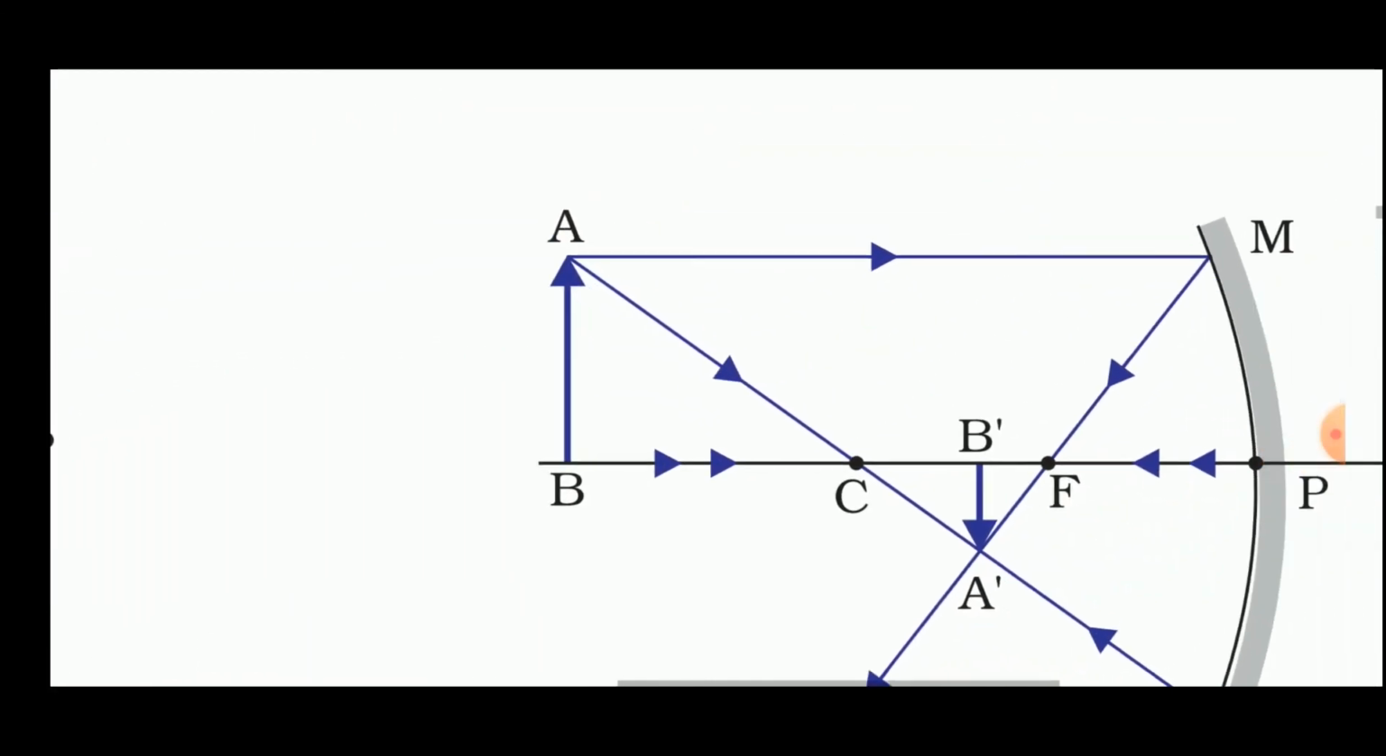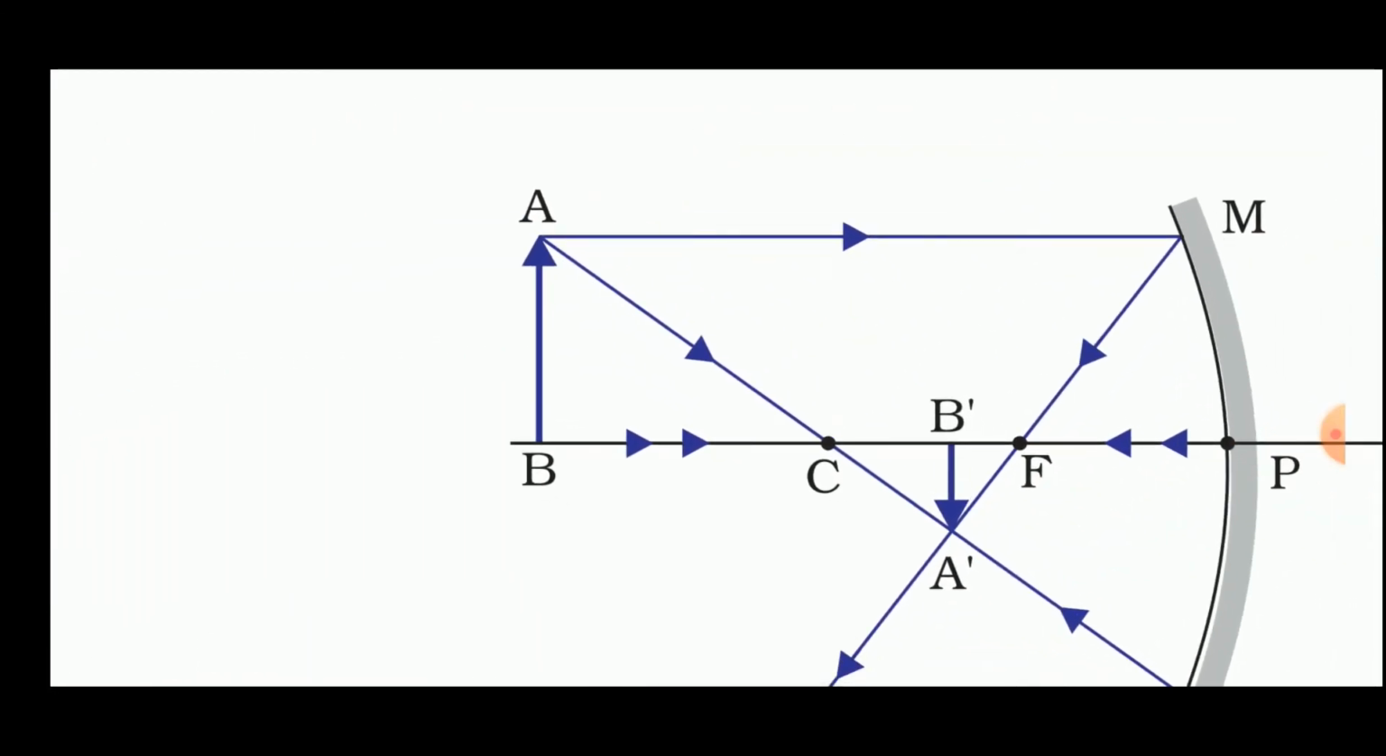Now second, we will see when the object is beyond the center of curvature. You can see AB is the position of the object. One ray passing through point A is parallel to the principal axis. The reflected ray passes through the principal focus. The second ray is passing through the center of curvature. The reflected ray also passes through the center of curvature. Now these two reflected rays meet at a point between C and F. Here you can see this image, A dash B dash, which is formed of AB. This is the inverted image. So what we conclude from this is, if the object is beyond the center of curvature, the image is formed between the center of curvature and the principal focus.